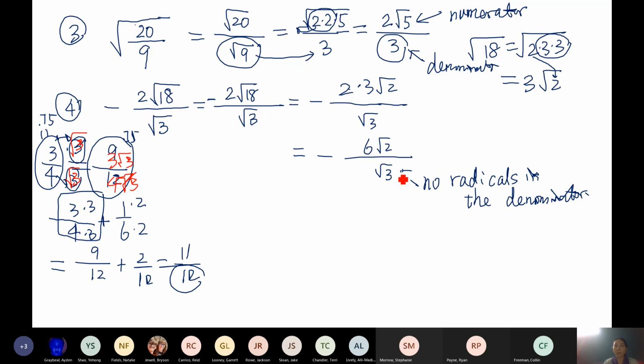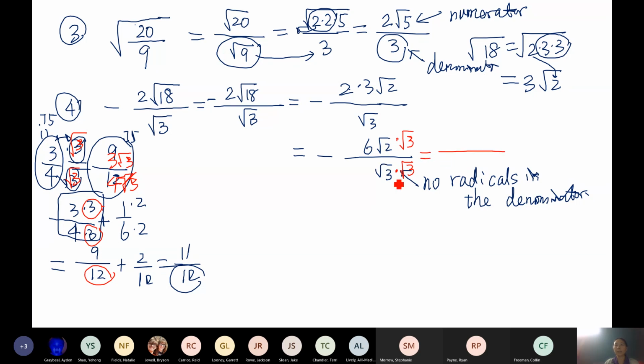In order to get rid of the radical sign, I can multiply both top and bottom by square root 3. And this is the same process as when we equalized the denominators. But how did I know I should multiply by square root 3? When we equalize the denominators, we have to get 12, so we know we should multiply by 3. But why did we multiply by square root 3 here?